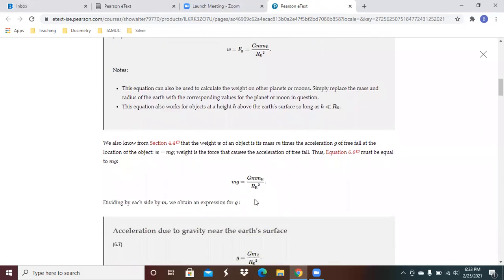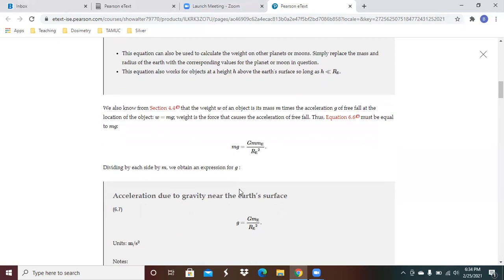This can also be used to calculate the weight on other planets or moons. And it also works for objects that are at a height h above the Earth's surface, so long as this is much, much smaller than the radius of the Earth.